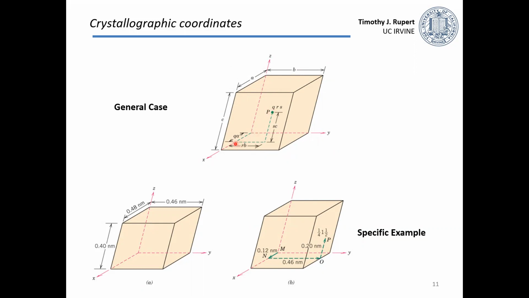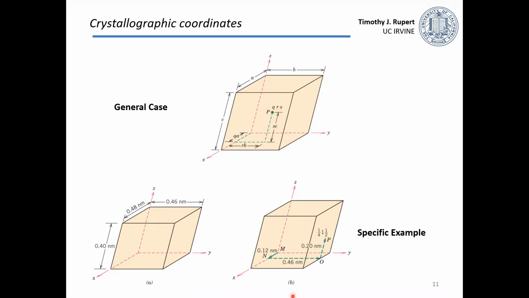We just count out how far we have to move along each axis. So we would have to move a distance Q along the x-axis, a distance R along the y-axis, and a distance S along the z-axis. So this is exactly the same. It doesn't matter that those axes are not at 90 degrees from each other anymore. And we would describe it by the coordinates Q, R, S in this case.